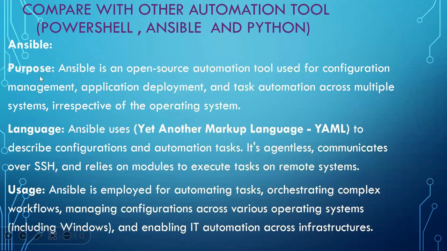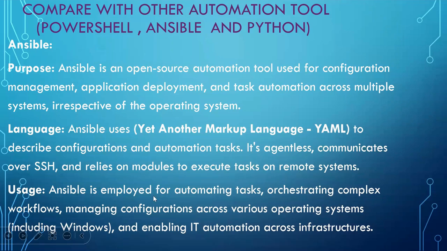But if you talk about Ansible, it is an open source automation tool used for configuration management and application deployment. It is a little more advanced, and it is open source, right? You can use it for any operating system platform, for deployment and task automation across multiple systems, irrespective of the operating system. Ansible uses YAML, which stands for Yet Another Markup Language, to describe configuration and automation tasks. It's agentless. You don't need any agent here. It communicates over SSH and basically works with Linux commands, right? And it relies on modules to execute tasks on remote systems.